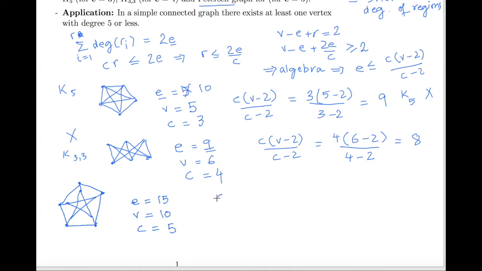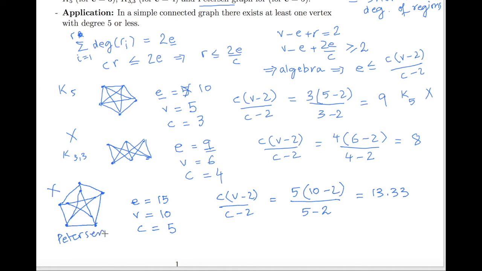Okay, so let's again calculate C times (V minus 2) over (C minus 2). So this is equal to 5 times (10 minus 2) over (5 minus 2), which is equal to 5 times 8 is 40. 40 divided by 3 is 13.33. And E is more than that. Therefore, this Petersen graph is also not planar.